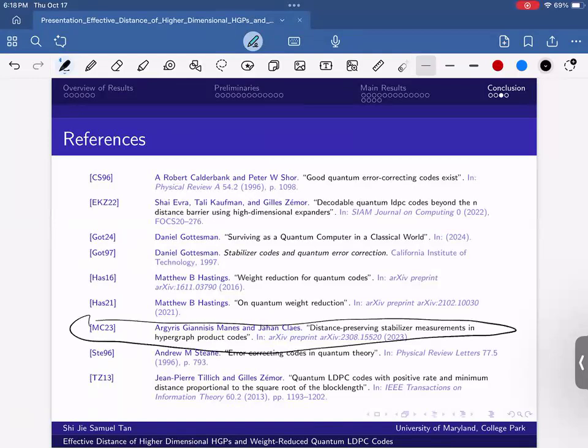Yeah, I think he's at Google now. He's at U Chicago now. If you are interested in talking to them for any reason. Thank you very much.